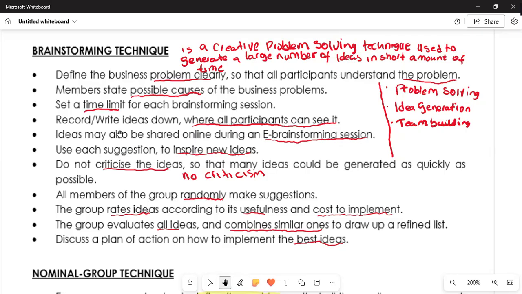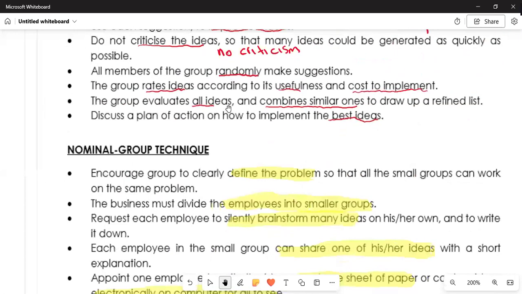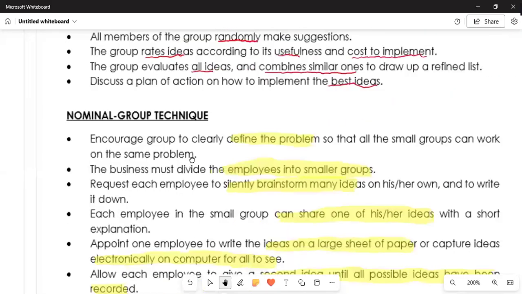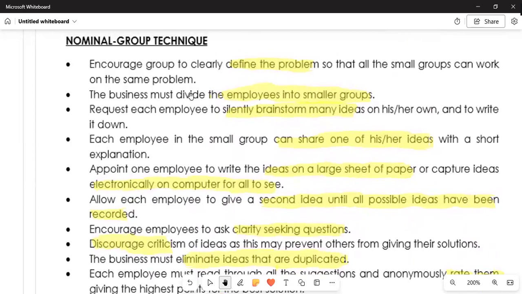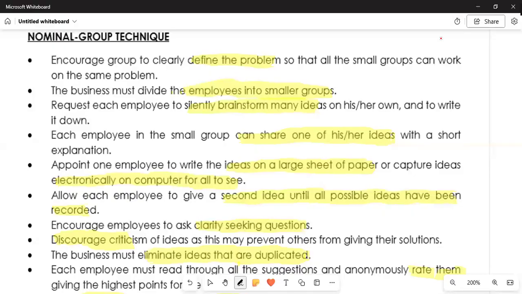Now we are moving on to another technique, which is the nominal group technique. This is another technique that we are going to talk about. What is the nominal group technique all about? The nominal group technique is a facilitated group process.